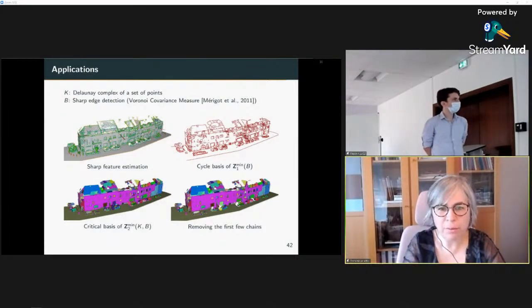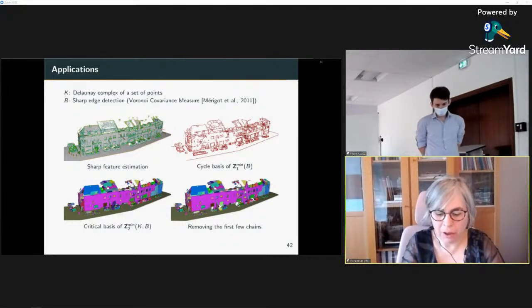Okay, so maybe a last question. Are there other orders that may be interesting to consider on simplices?